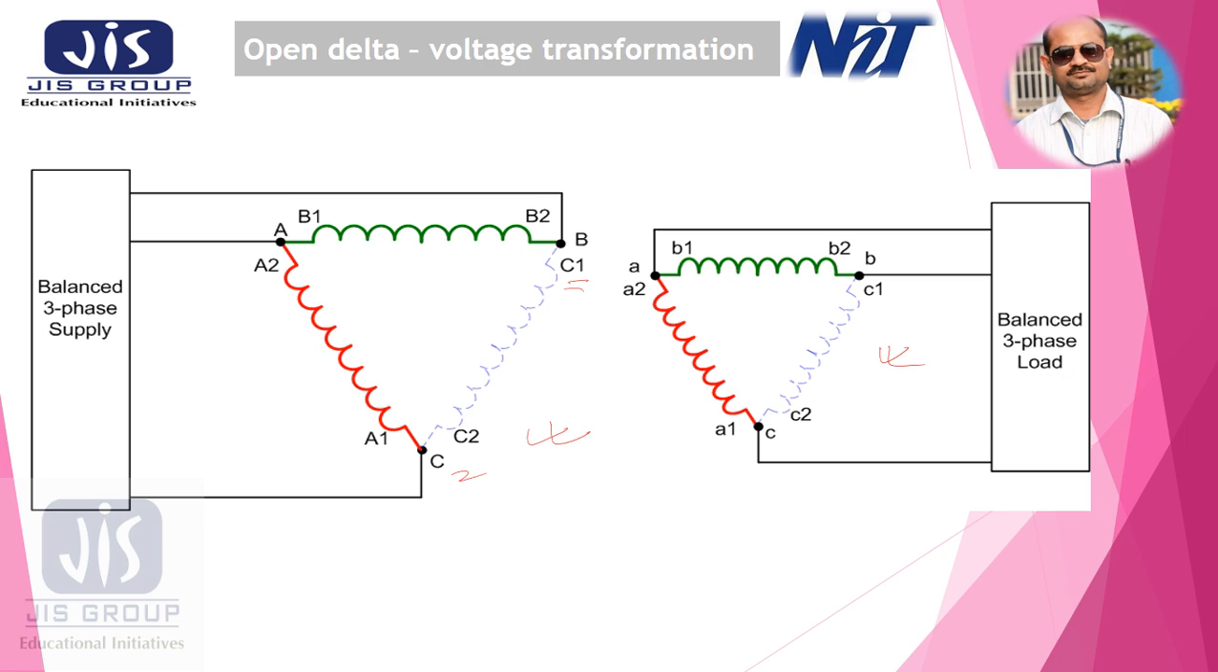That means if this is IB, IA, IC, then the direction here will be IA, IB and IC.